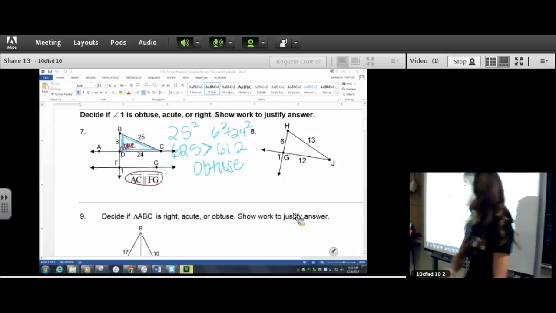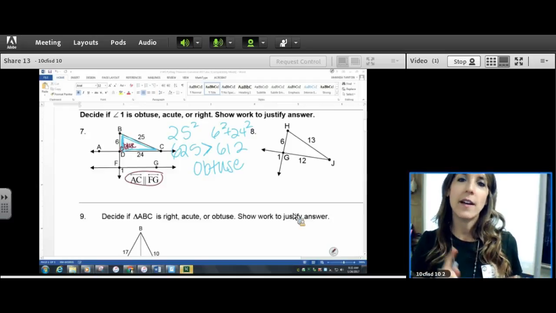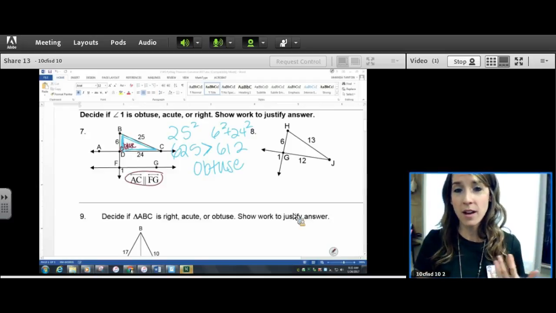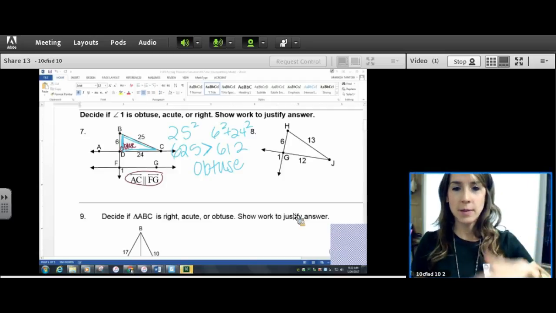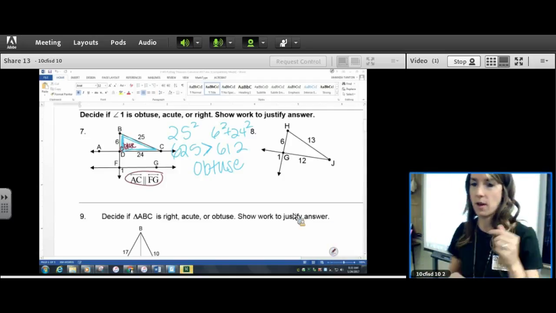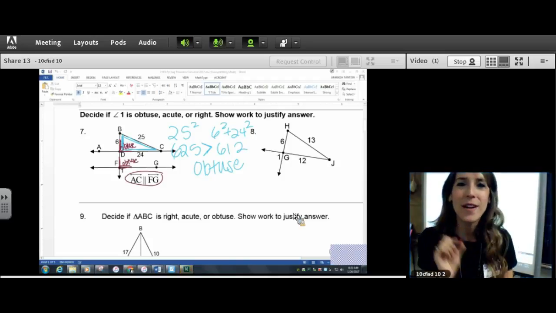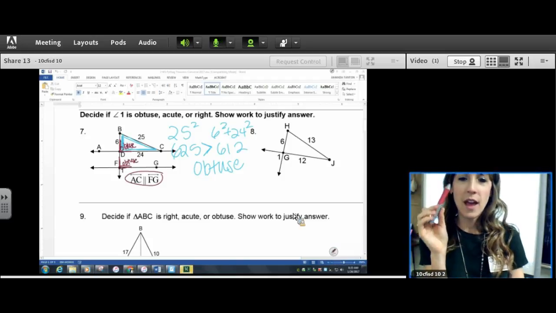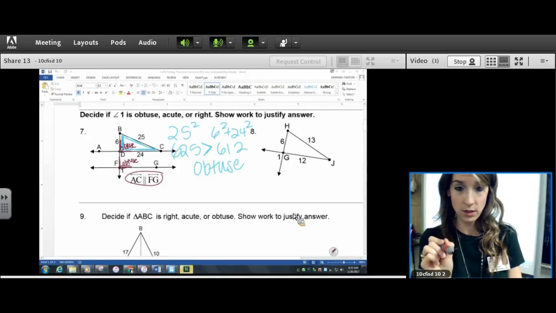Now, from last semester, we have in our pocket all these words: alternate interior, same side exterior, corresponding, linear pair. And that's what we're going to use to finish this problem out. You can use same side exterior, but I'm going to go ahead and go with corresponding, okay? So if this angle is obtuse, then it's corresponding with this angle. That means they're congruent. They're the same measure. So if angle D is obtuse, then angle BFG is obtuse.